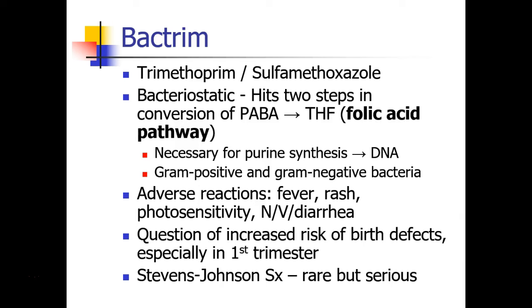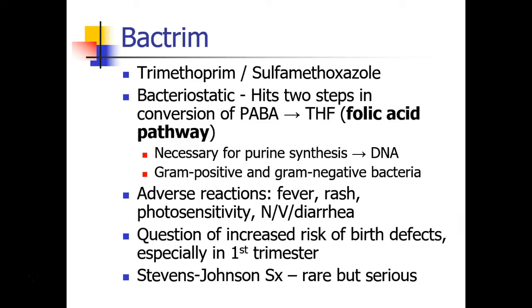The next is Bactrim. Bactrim is actually a combination of two drugs, trimethoprim and sulfamethoxazole. This is a bacteriostatic antibiotic which hits two different steps in the conversion of PABA, para-aminobenzoic acid, to THF, tetrahydrofolic acid. This is part of the folic acid pathway, which is necessary for synthesis of purine, which is an important component of DNA. As a result, Bactrim is effective against both gram-positive and gram-negative bacteria, as it interrupts their DNA synthesis.